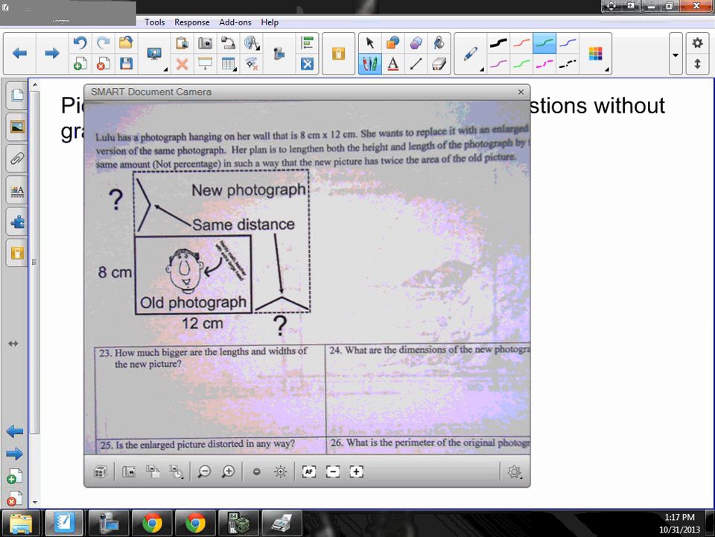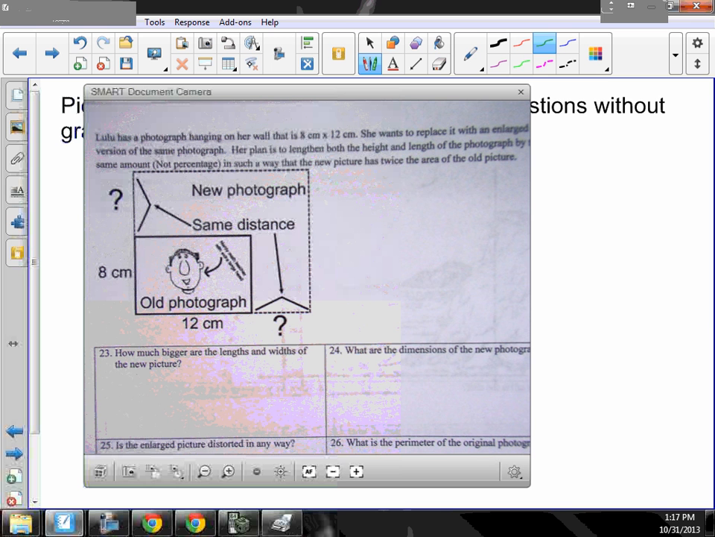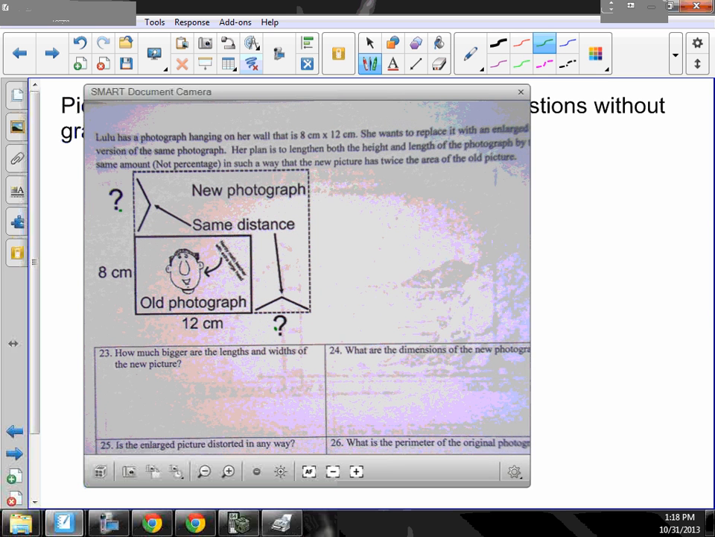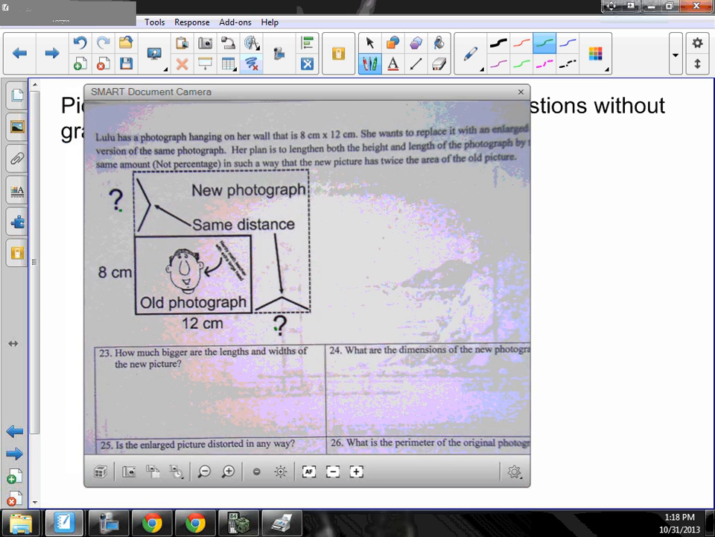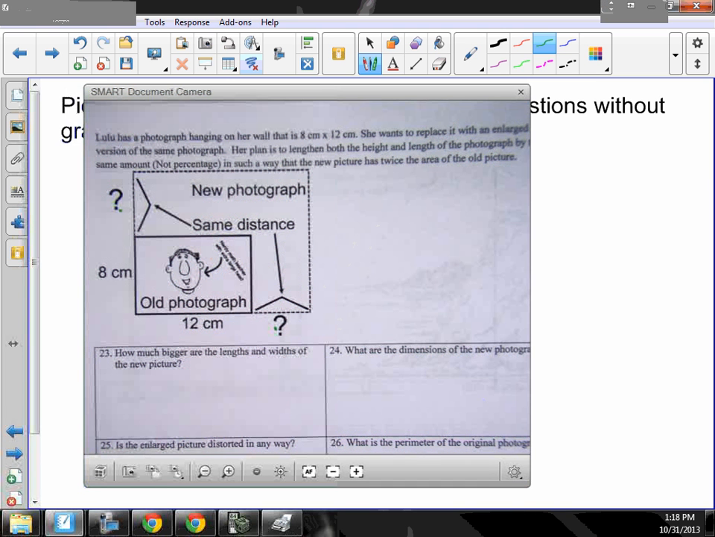Okay. So Lulu has a photograph hanging on her wall that is 8 by 12. She wants to replace it by an enlarged photograph. This new photograph is going to be enlarged by the same amount that's not a percentage. So this would be like 3 centimeters and 3 centimeters instead of something like 50% and 50%. You're just going to add some number to it. And we know that the new photograph has twice the area of the old photograph. So we need to create an equation that will answer these questions.